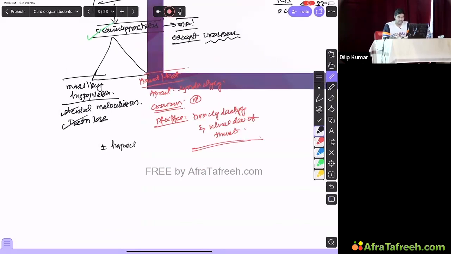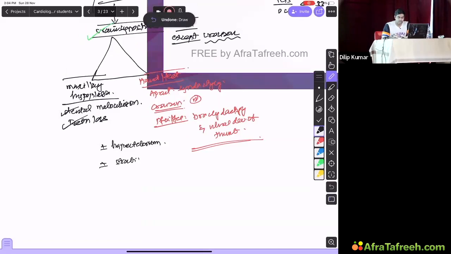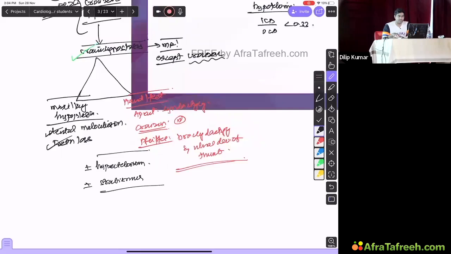And apart from that, they will have hypertelorism, as we know. That is again because of premature closure of sutures, and they might have strabismus. You know what is strabismus, isn't it? Yeah, squint. Again, because of premature closure of sutures and abnormal shape of the skull, that's why they have all these problems.